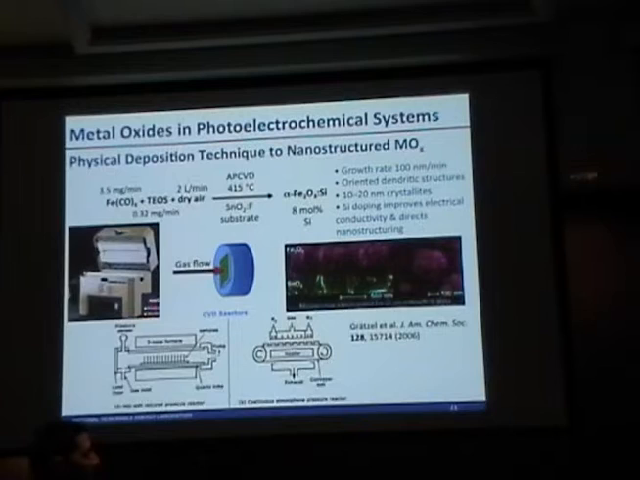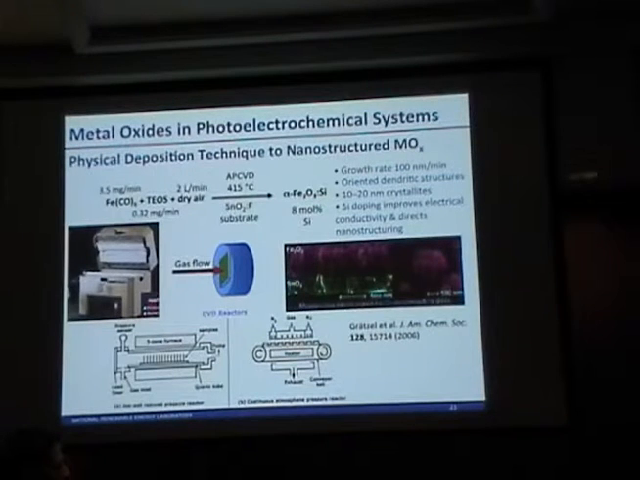There have been a lot of people working on other ways to make these, and one is a physical deposition method. They're in a tube furnace, which is shown here. You can orient your sample either vertically and have the gas flow from left to right, or you can orient it horizontally, as I've shown here, with the gas again flowing from left to right.